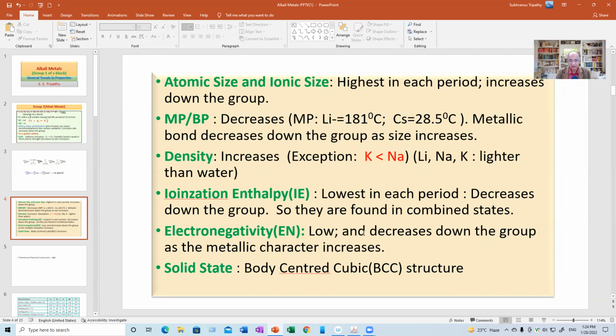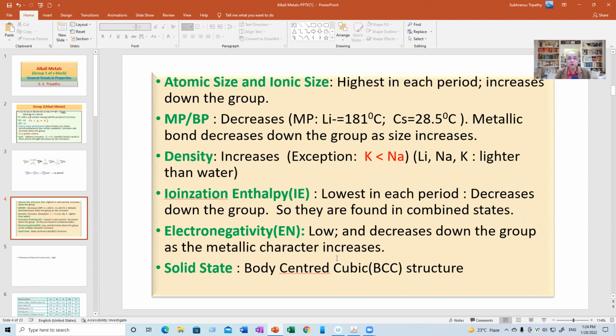Electronegativities have low values because they are electropositive metals. So the electronegativity values are much less than 2, it is 0.9, 0.95, like that. But that also goes on decreasing down the group as the electropositive nature, the metallic character, increases.